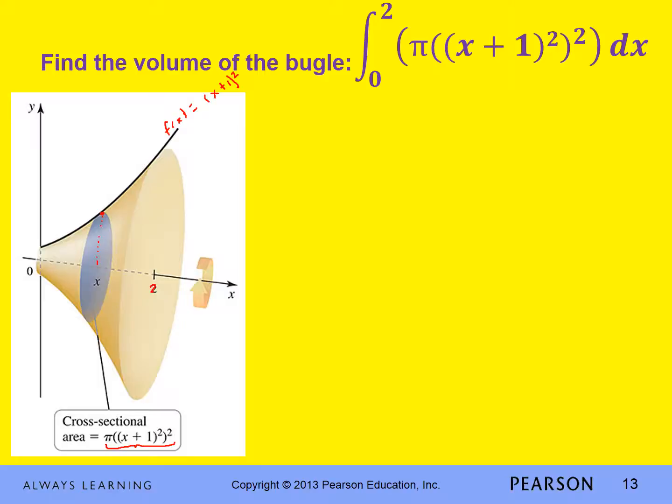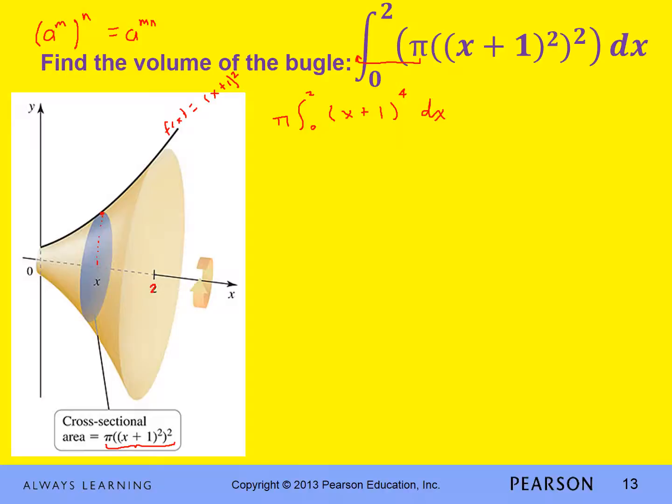Okay, so we can simplify things by moving this constant outside of the integral. So pi, 0 to 2, and we have the square of x plus 1. Well, if you have a to the m, whole thing to the n, it's a to the mn. If you have a power of a power, you multiply the powers. So this is actually the fourth power of x plus 1.